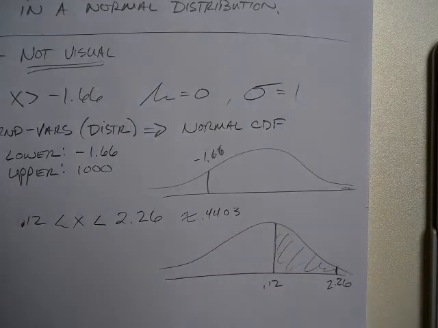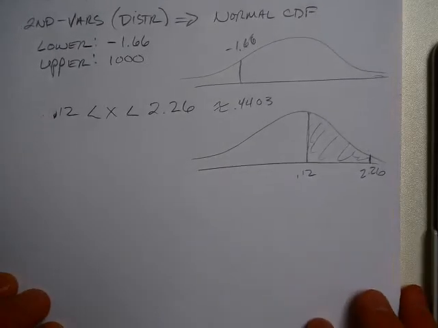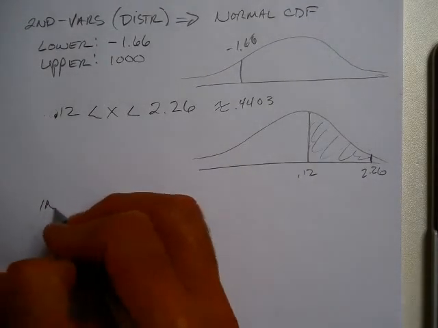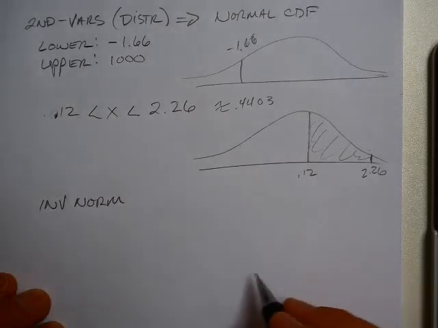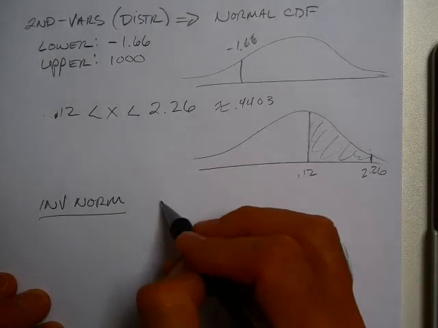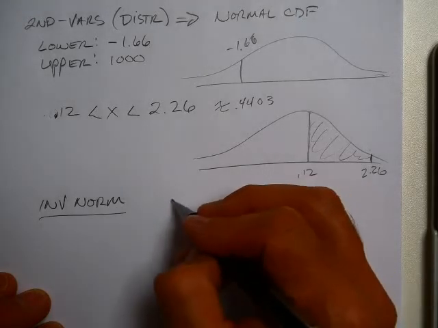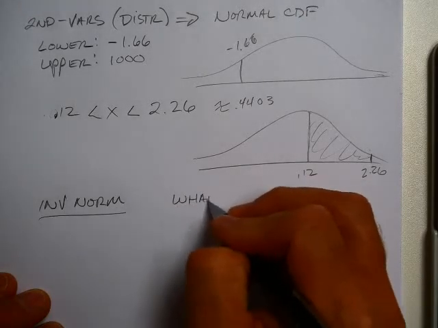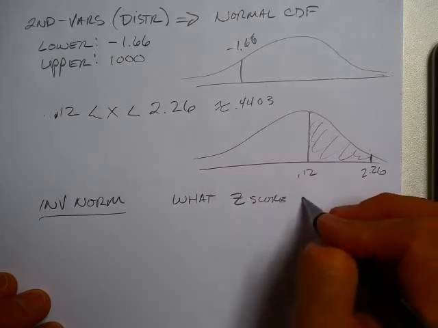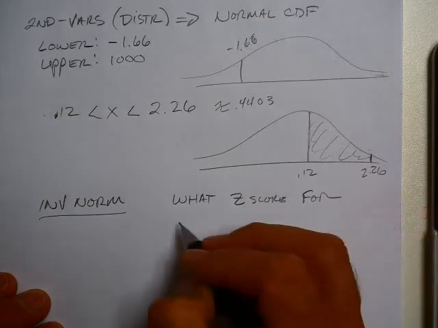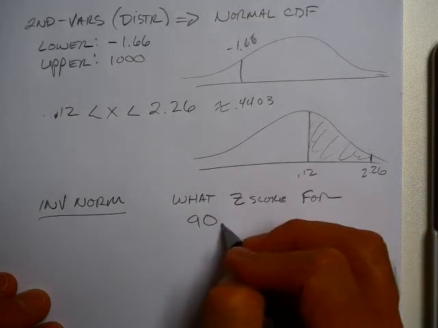Okay. All right, one more that I want to bring up. It's the inverse norm. The inverse norm works like this. I'll ask you the question, what z-score for 90% of the 90th percentile?